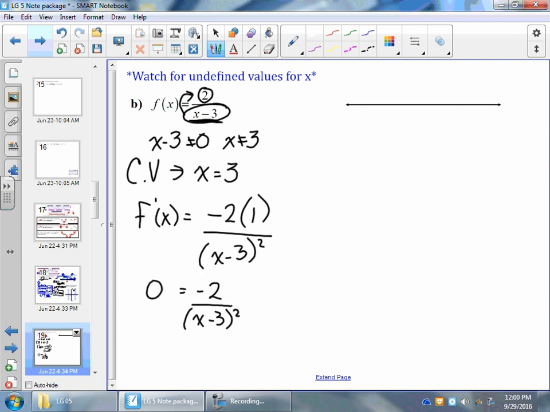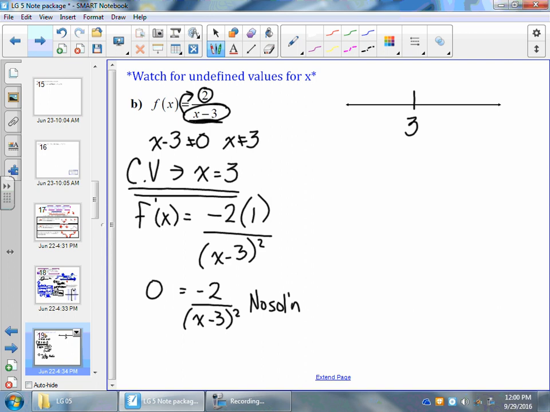And again, we're going to set that equal to 0. Now looking at this, is there a solution? Obviously not. Negative 2 divided by anything is never going to give us a 0. So no solution. That means our critical value is x equals 3. We're going to see what's happening there. Obviously, that's not going to be a point on our graph because it's a non-permissible value, but we're going to look to see what's happening around that.